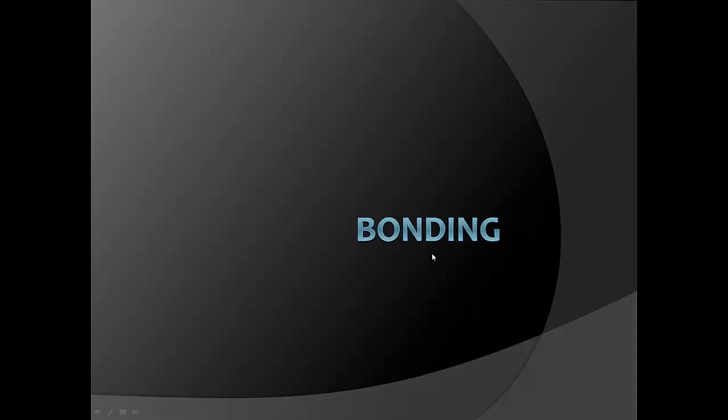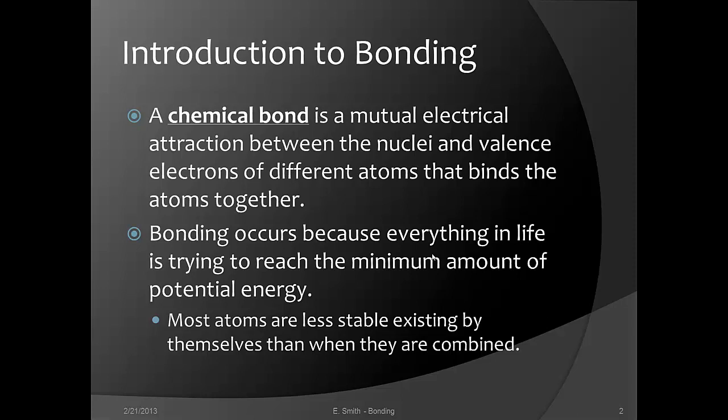Okay, folks, this lesson is going to be on bonding. So what is a chemical bond? Well, a chemical bond is when you have a mutual attraction between the nuclei. It's the valence electrons that are having the interaction between each other because they're the ones furthest away. And what ends up happening is that these different atoms actually bind together.